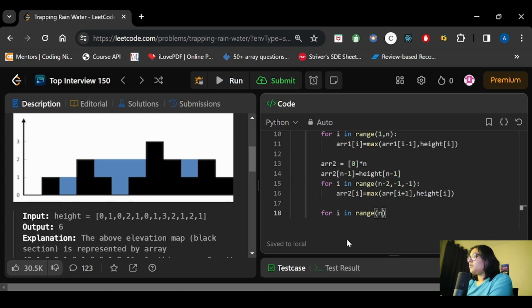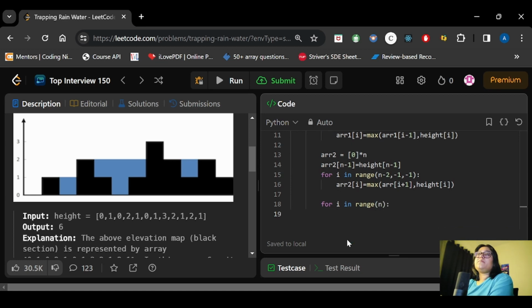So we will move from 0 to n minus 1, and for that we will take the minimum, right? So ARR1 of I will be storing minimum of ARR1 of I comma ARR2 of I. Why are we taking the minimum value? Because this minimum value will be the amount of water that we will be able to store, right?